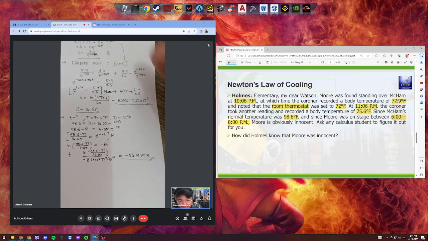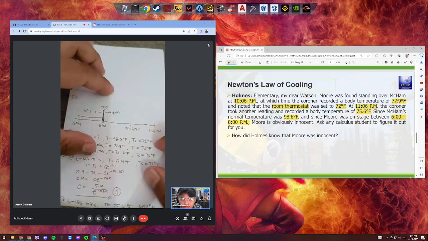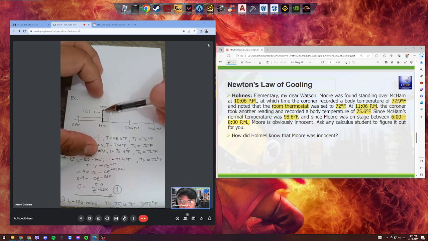Again, going back to this situation. Our time at 0 is 8 p.m. So if the time we get is positive, therefore, beyond 8 p.m., Mackham died. And there, we can conclude that Mordred is the murderer.